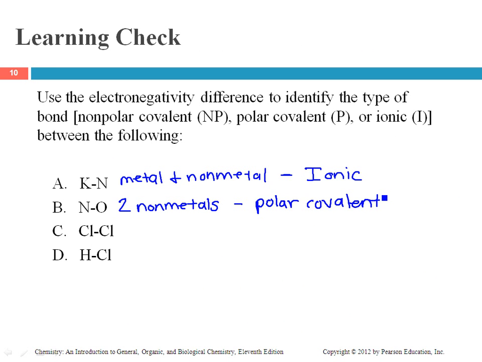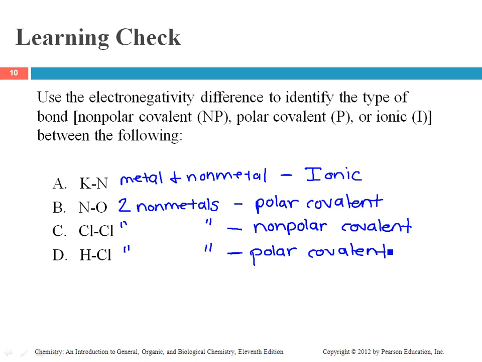Okay, we have two chlorines, so we have two nonmetals, and they're the same atom bonded to itself, so we automatically know that this is going to be nonpolar. There's zero difference in electronegativity. For HCl, we've actually already done this one, but we've got two nonmetals and a difference in electronegativity. I think it was 0.9, or it was greater than 0.4, so we know that we have a polar covalent bond. All right, this concludes the video on electronegativity.